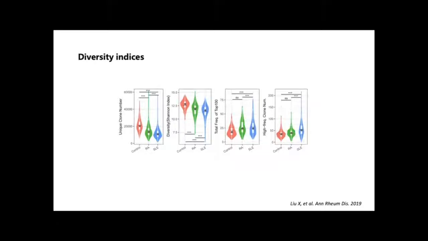So then we compare, of course, the very simple overall diversity indices. We found from different indices that the overall diversity in autoimmune diseases is significantly lower than in healthy controls, especially in SLE, which is the lowest. This is the unique clone number, this is the Chao diversity, and this is the expansion of the top clones and some Gini indices. All these indices indicate that the overall diversity of autoimmune disease is lower than the healthy controls.